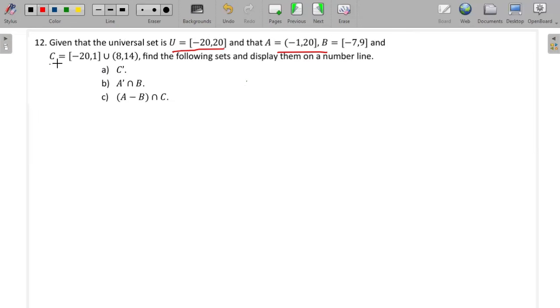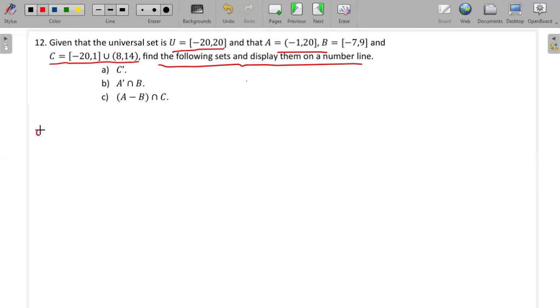And then C, look at C. C is the union of two intervals. We have the one from -20 to 1, inclusive, and then we're saying union, the interval from 8 to 14, and that interval is not inclusive. So find the following sets and display them on the number line. But to answer this question, you're actually going to do the opposite of what they're saying. You're going to display them on the number line and then you find the sets. That's how we solve these questions.